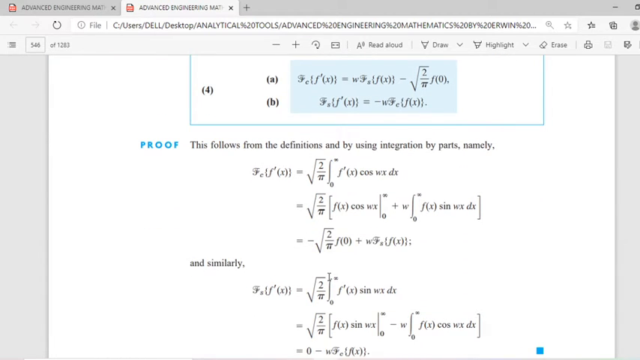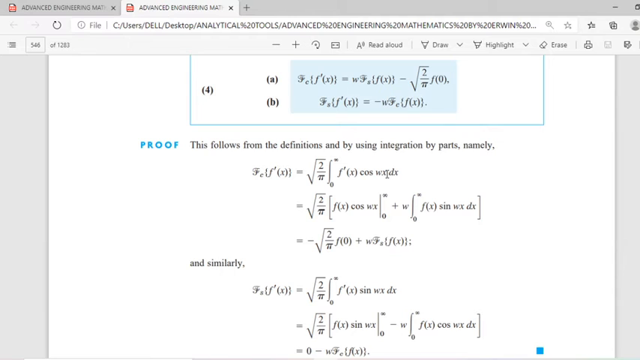So let us consider the integration by parts. Fc of f dash of x equals root 2 by pi integral 0 to infinity f dash of x cos wx dx. After integration, let us consider cos wx as the first function. So first function into integral of second, minus integral 0 to infinity of the derivative of the first function into the integral of the second, in those limits. That is the integration by parts step. I think you know all the properties of integration, and you can apply that property.